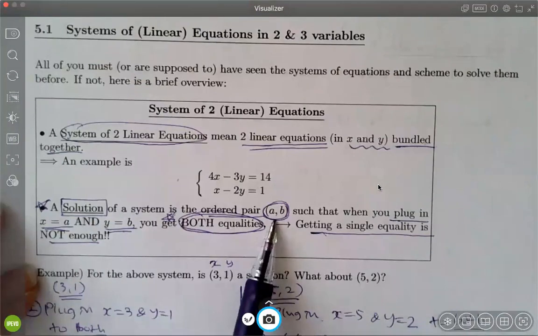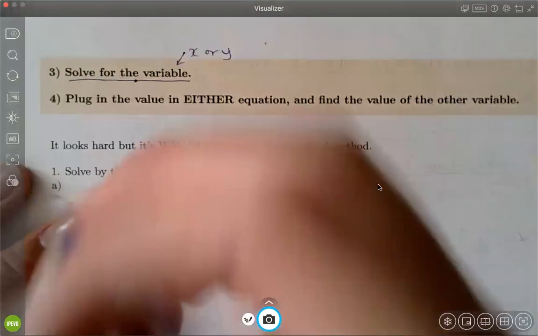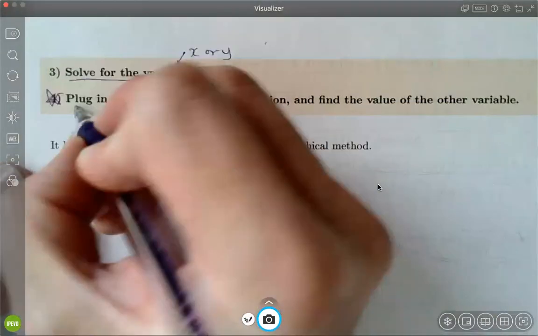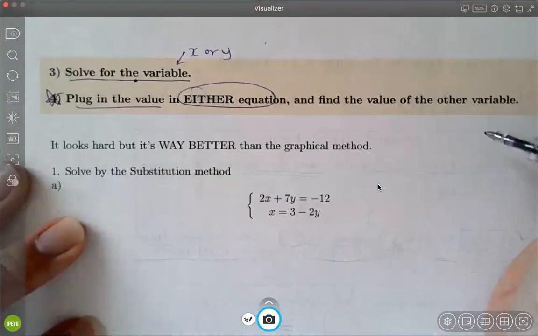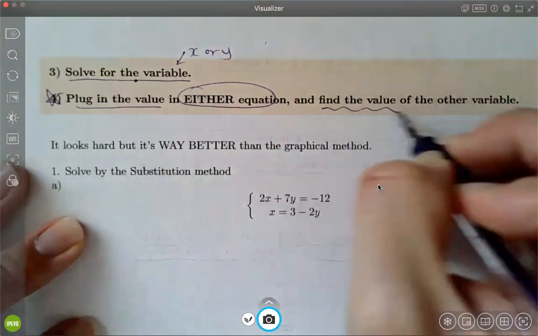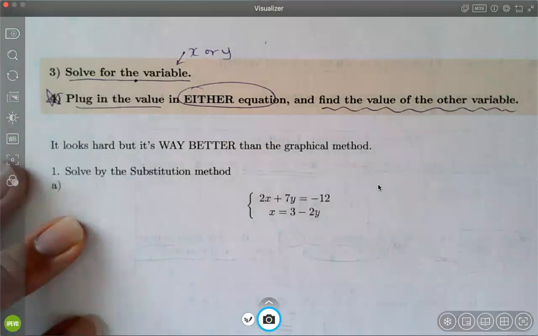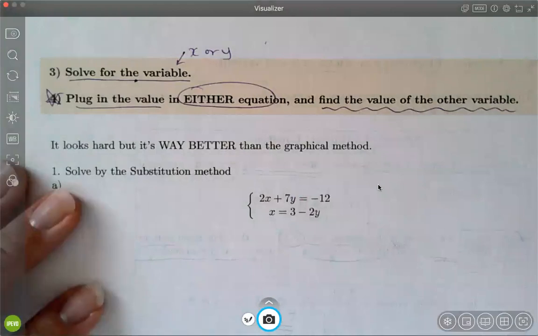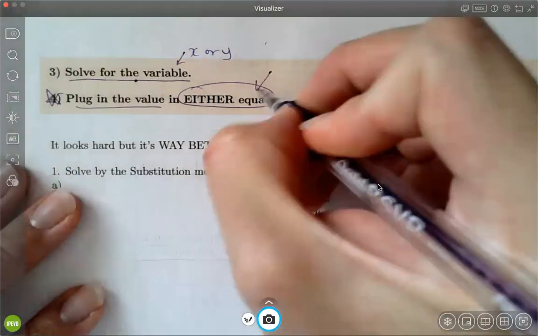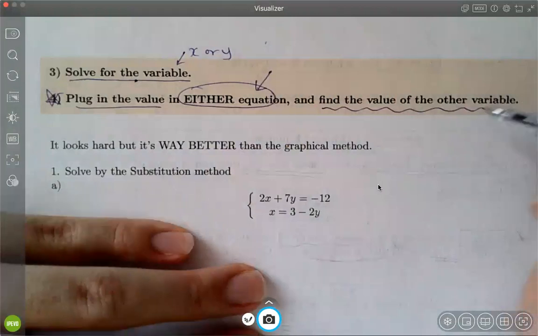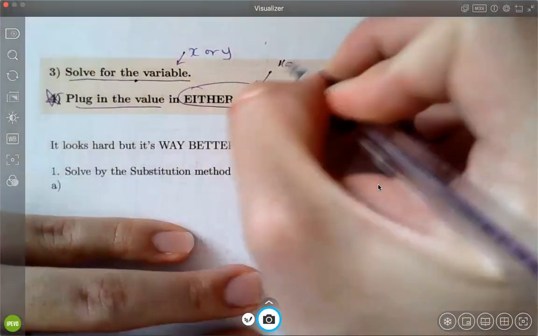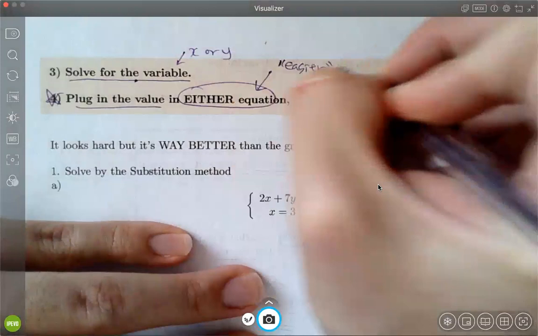So what do you have to do? Once you find the value for one of the variables, plug the value into either equation and find the value of the remaining variable. Here I said either equation, which means it doesn't matter which equation you choose to plug the value into, but there will be an easier equation to work with.